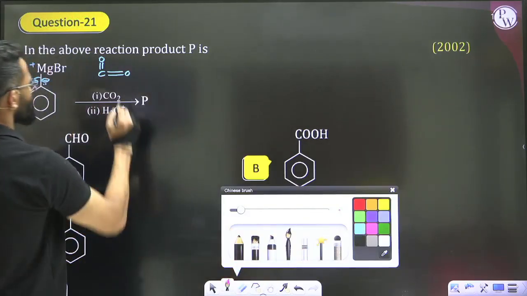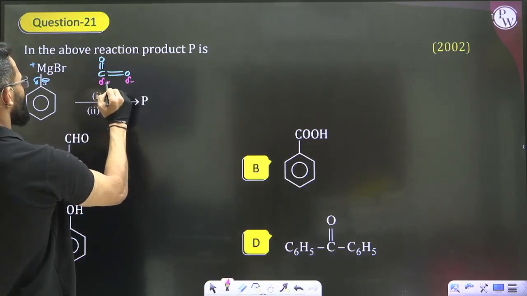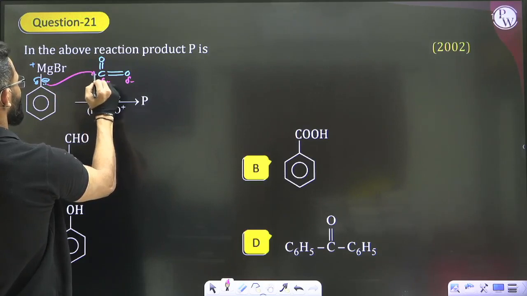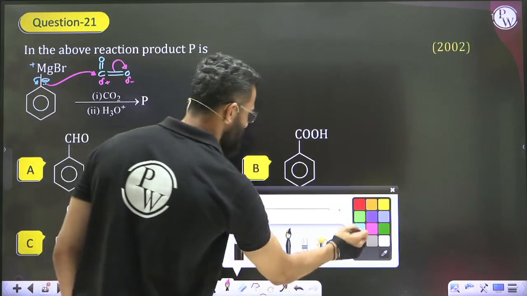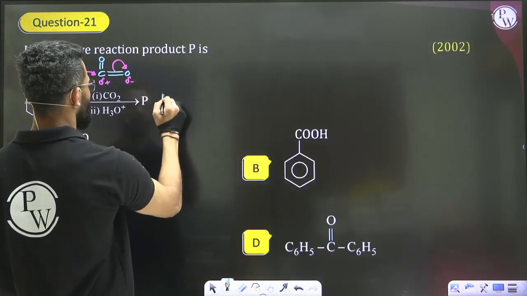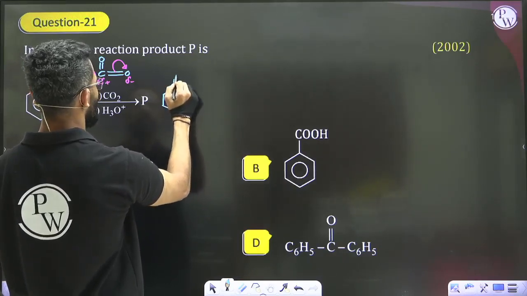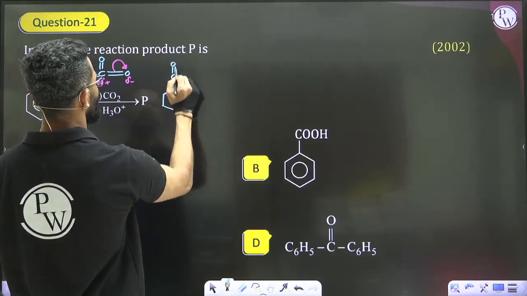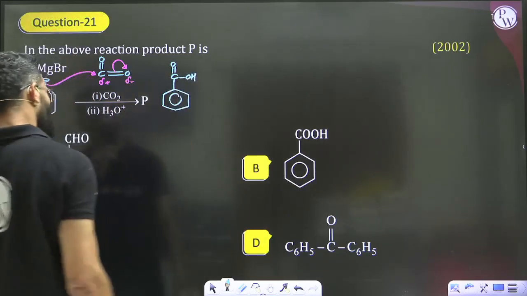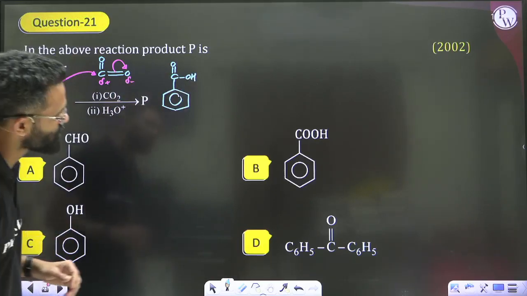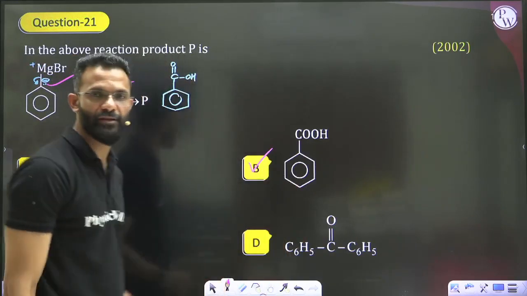In this CO2, because O is more electronegative than carbon, it will acquire delta minus, carbon will acquire delta plus charge. The anionic carbon will then attack at the carbon. This bond will break towards O. So we will be getting formation of phenyl ring connected to C double bond O, single bond O minus, which will be then acidified to give you COOH. So yes, our product is going to be benzoic acid. And here is that option B, which is talking about benzoic acid.